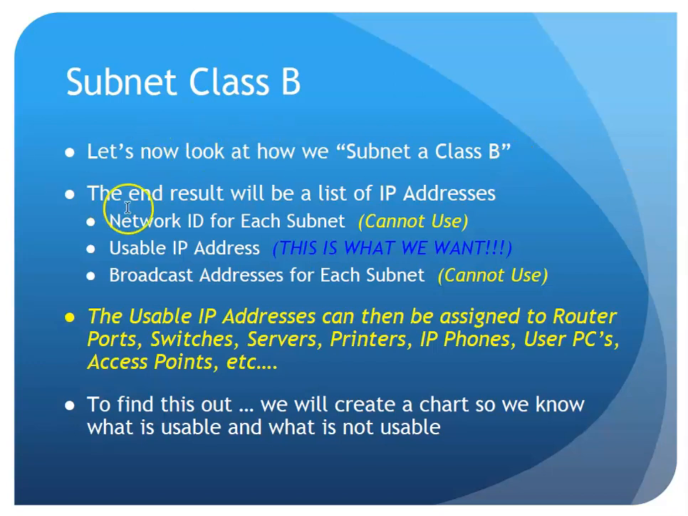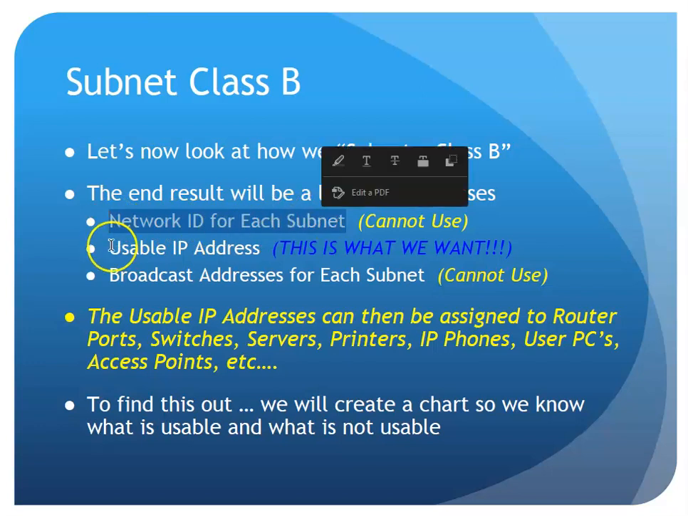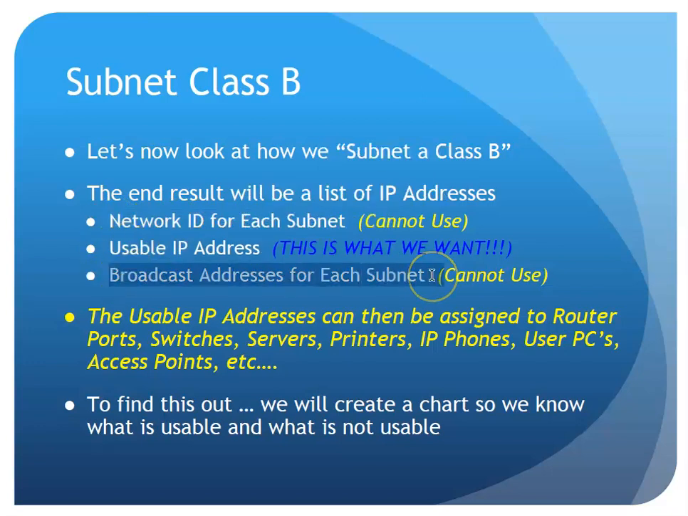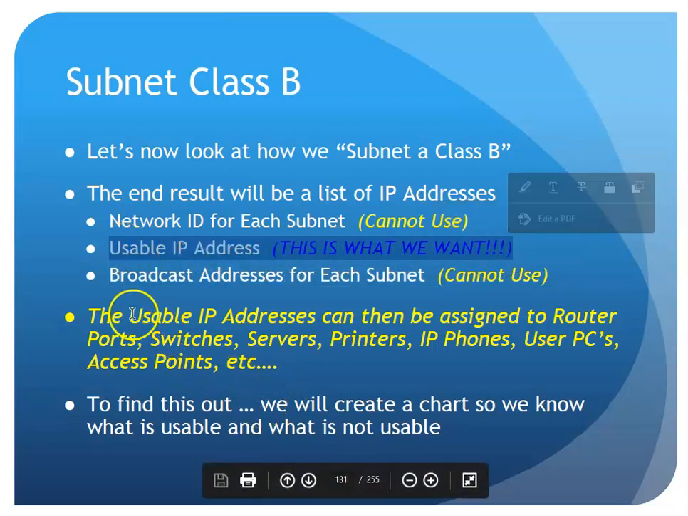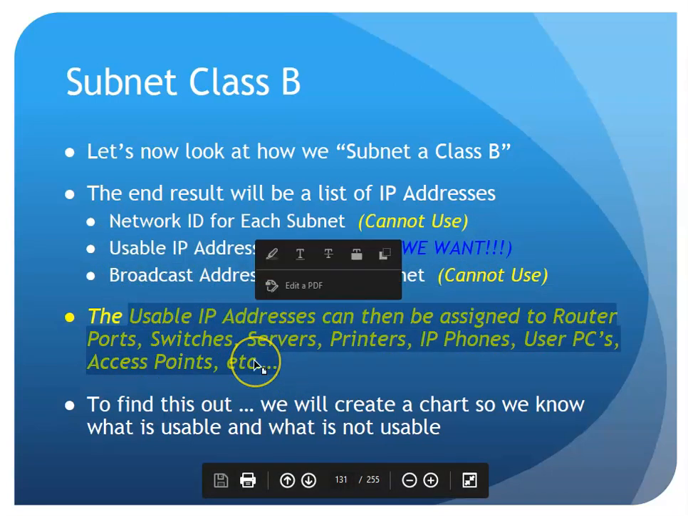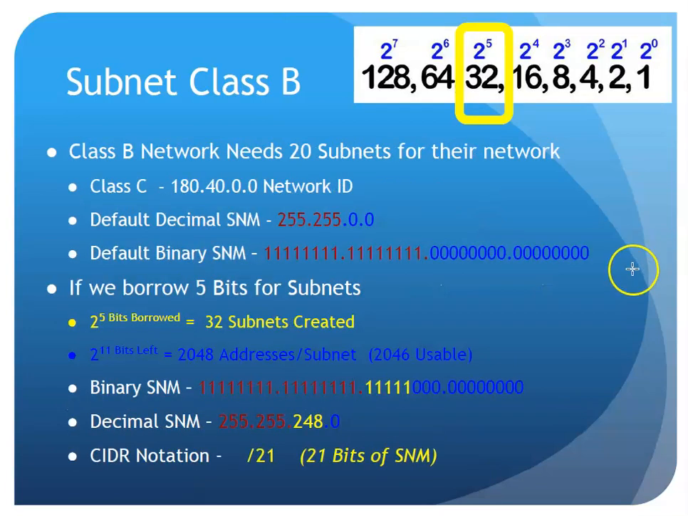Remember, we're going to create a chart that shows the network numbers, the usables, and the broadcast addresses. And remember, what we really want is the usables in the middle. Those are the numbers we can actually assign to things like router ports, switches, servers, printers, IP phones, etc. All right, so let's take a look.